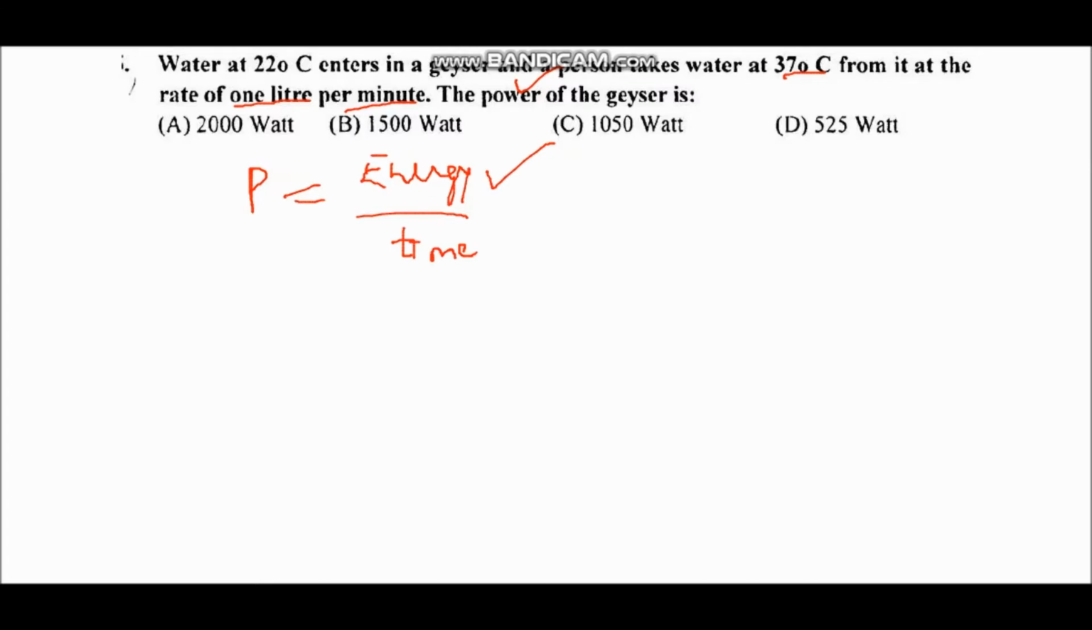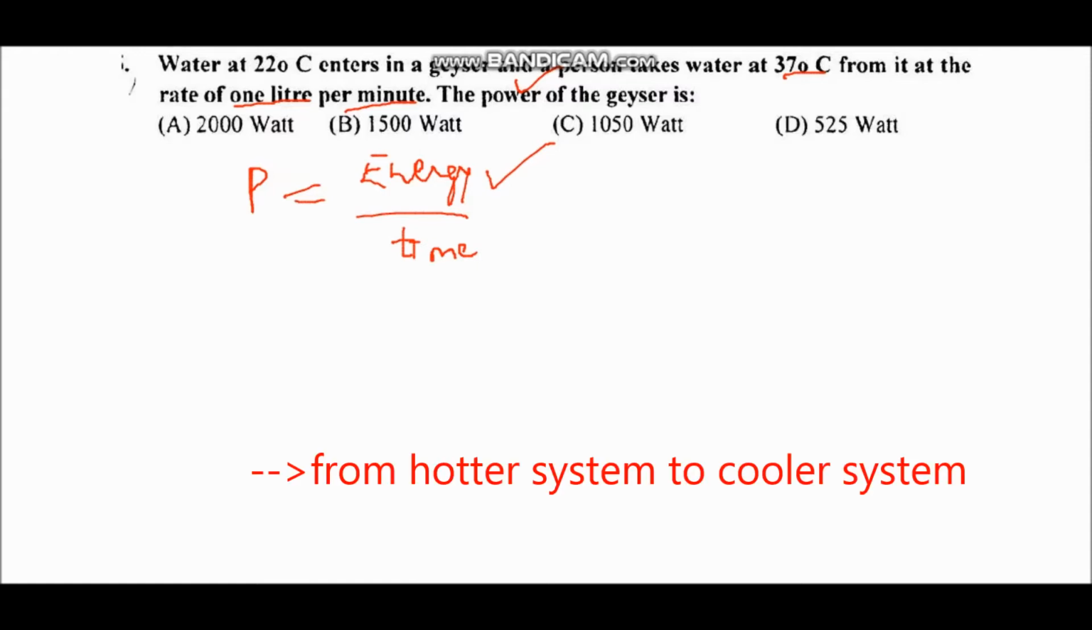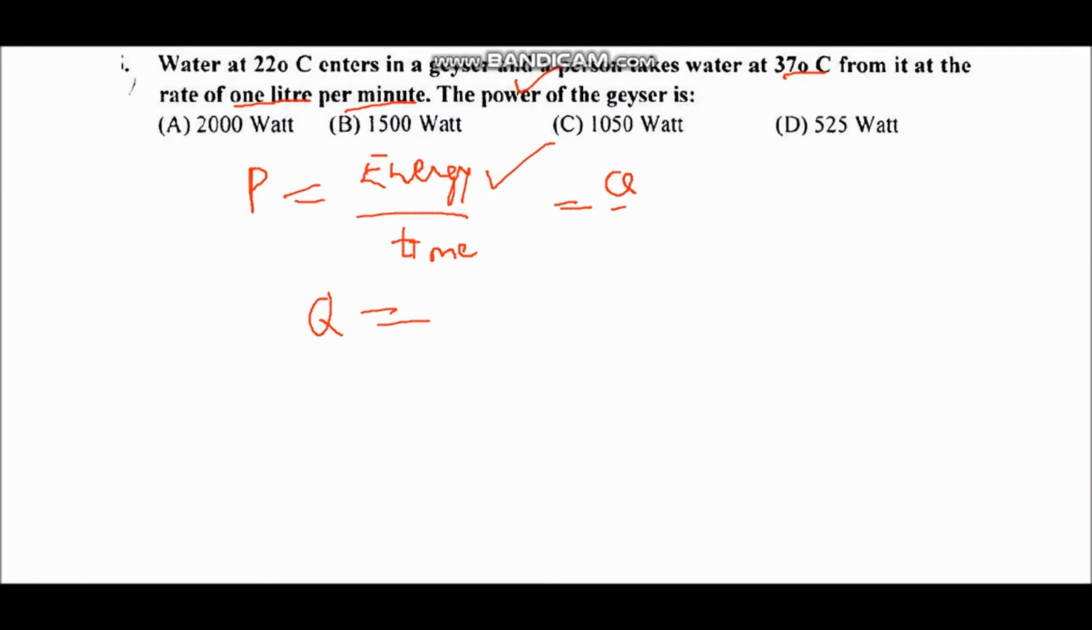Here the energy is thermal energy or heat energy, which is transferred from a cooler system to a hotter system. So we can write the formula as Q over T. The formula of Q is C m delta T, where C is the specific heat of water, m is the mass of water, which is 1 liter, and 1 liter is equivalent to 1 kilogram of water, and delta T is the change in temperature.